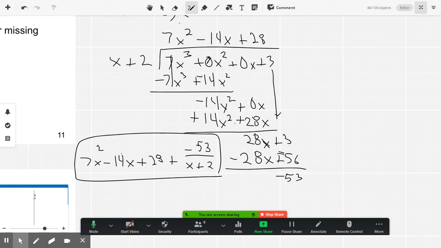Now, there is an easier way to divide, which is called synthetic division. The thing with synthetic division is that you have to have a linear binomial that you're dividing by. It can only be x plus or minus a number. So if there was an x squared or anything other than just an x plus or minus a number here, you would have to use long division. So let me show you synthetic division. It's a little bit simpler.